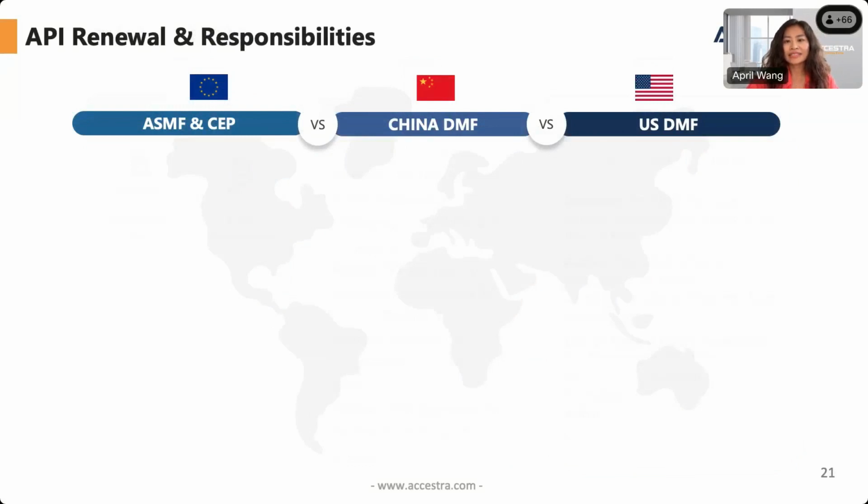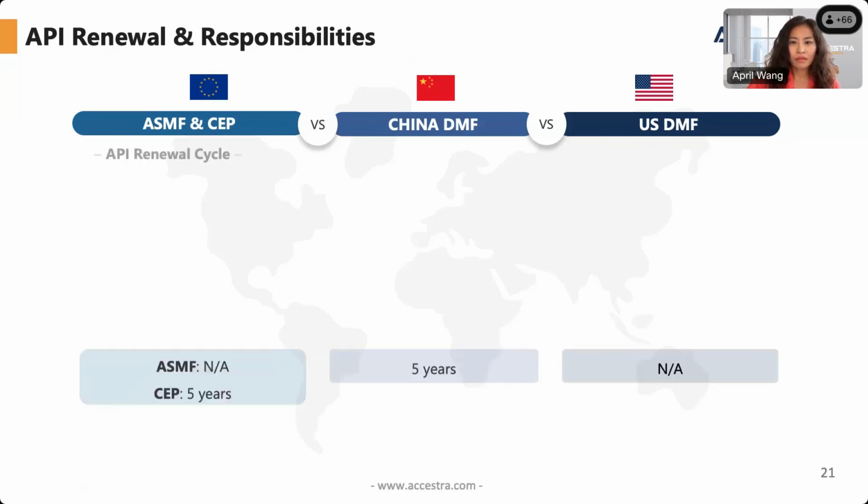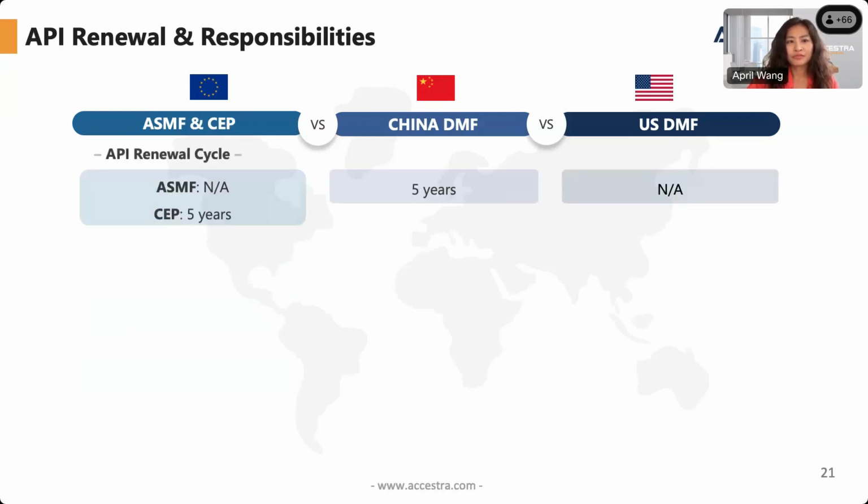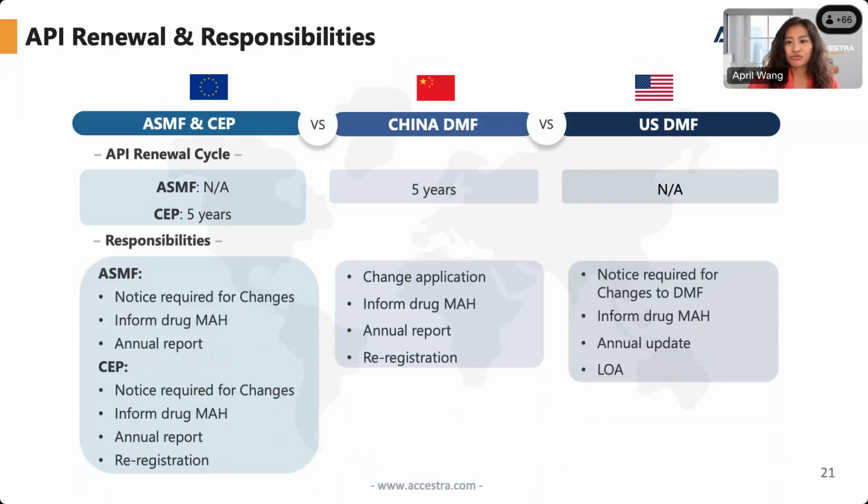So the last difference is API renewal cycle and responsibility. The renewal cycle is 5 years for EU CEP and China DMF. After registration, DMF holders should submit a change application if any important changes occur, which is the same in China, EU, and the US. And also, an annual report is required in all 3 markets.